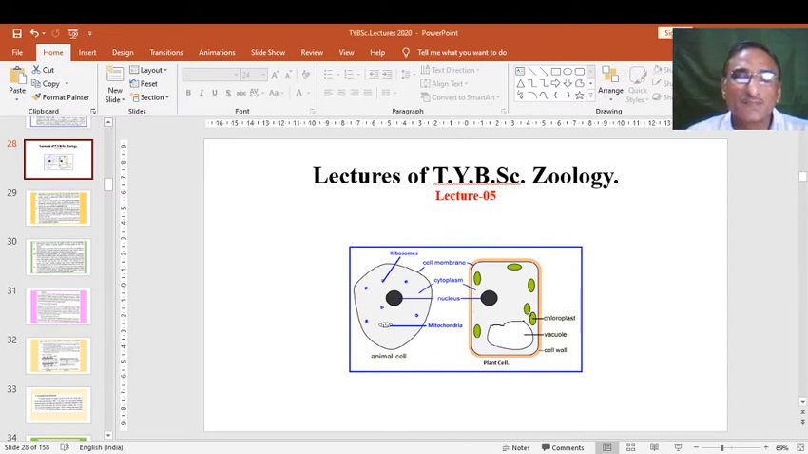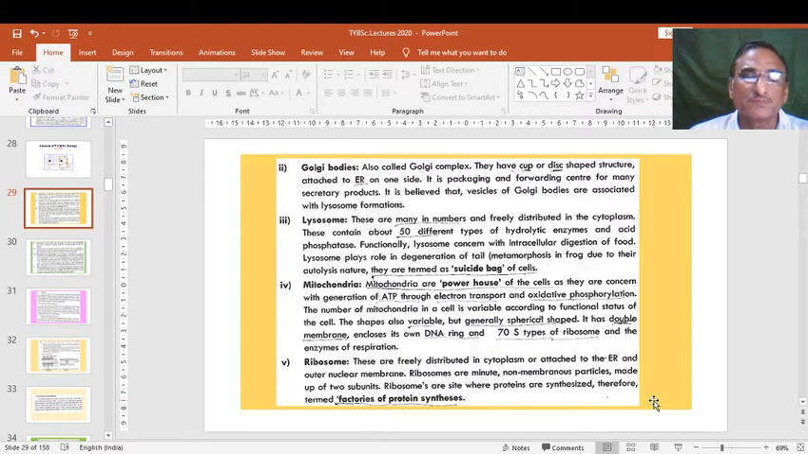Last time we have seen about cell organelles and the plasma membrane. Now we will see the rough and smooth endoplasmic reticulum that we have discussed at last. Then, in spite of plasma membrane and endoplasmic reticulum, the remaining cell organelles are Golgi bodies, lysosomes, mitochondria, ribosomes, etc. So we will discuss one by one.